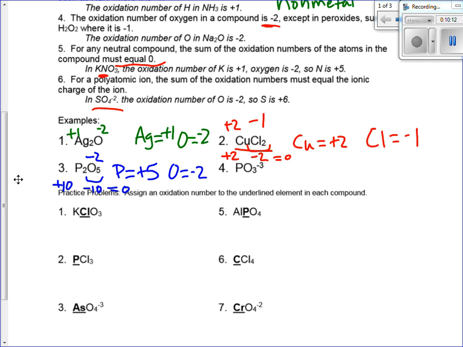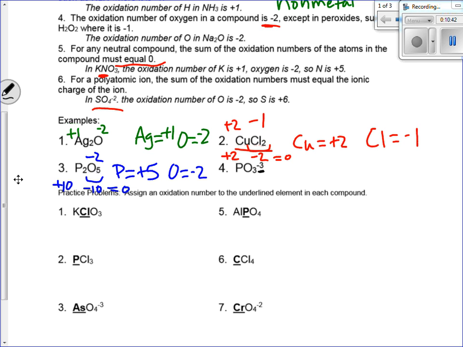Anybody know what number 4 is? What's PO3 minus 3? It's not phosphate, it's close though, because PO4 minus 3 is phosphate. This one's phosphite. Okay, so that wasn't one you had to memorize. I was just checking to see if you knew it. In this case, it needs to add up to what? -3. Very good. We need to total it up to the charge value here.